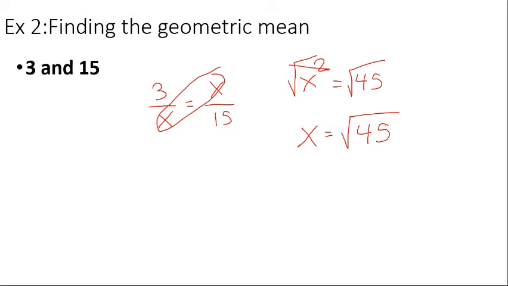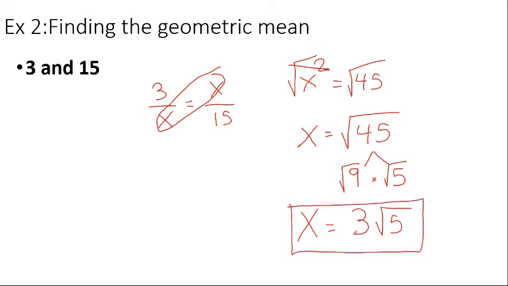Okay, now I want to find if I could reduce the square root of 45. So the two numbers that go into it, a perfect square would be 9 and then 5. So square root of 9 times square root of 5. So here we get x equals square root of 9 is 3. Square root of 5, we can't take the square root of 5, so we leave it as square root of 5. So that means my answer here is 3 square root of 5, which is my geometric mean.